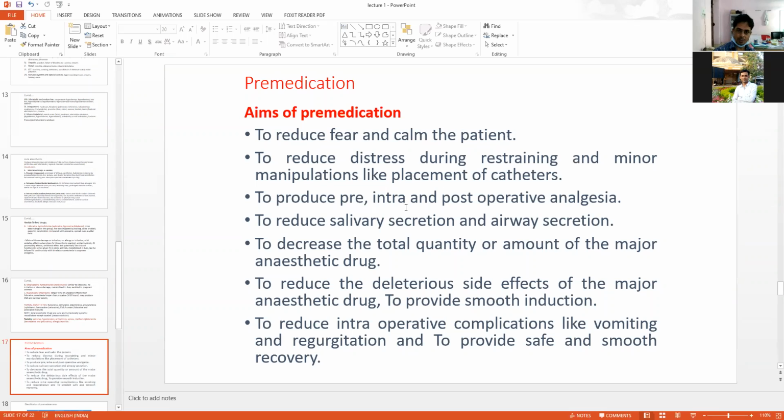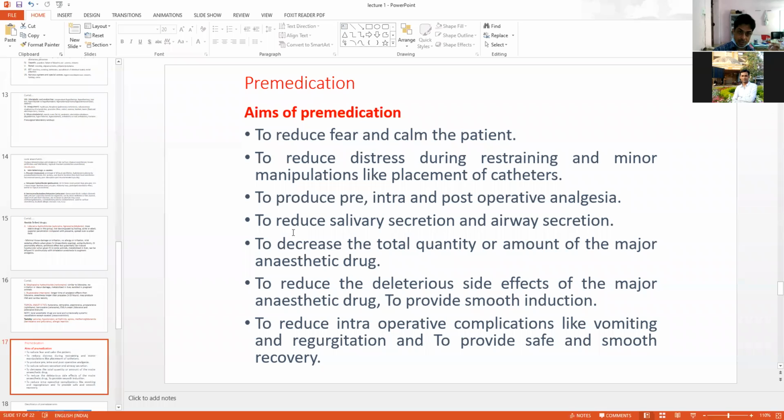Just to produce pre, intra, and post-operative analgesia. If you administer an analgesic before administration of the main anesthetic, that is known as preemptive analgesia. And for post-operative analgesia, most commonly we give opioids. So these are the different applications and objectives for administration of pre-medication drugs.